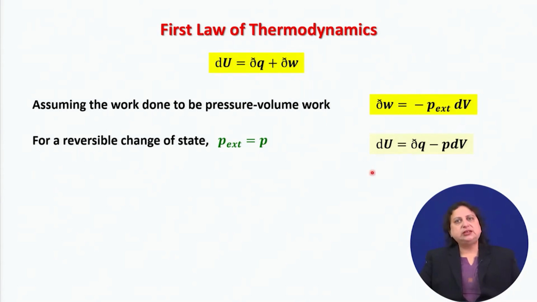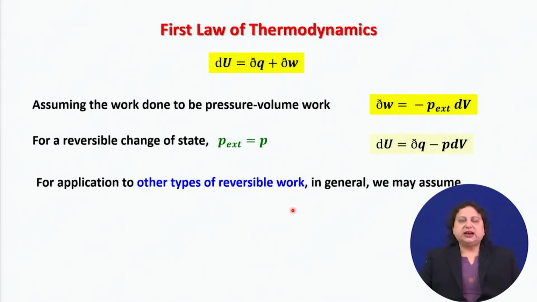to any general system. So, let us start by saying that if I want to apply the same concept to other types of reversible work, in general we will assume two things. We will assume that dW is given by X dx. Obviously, I understand that depending on the kind of work you are doing, you will define capital X and you will also define small x. So, what is the capital X?